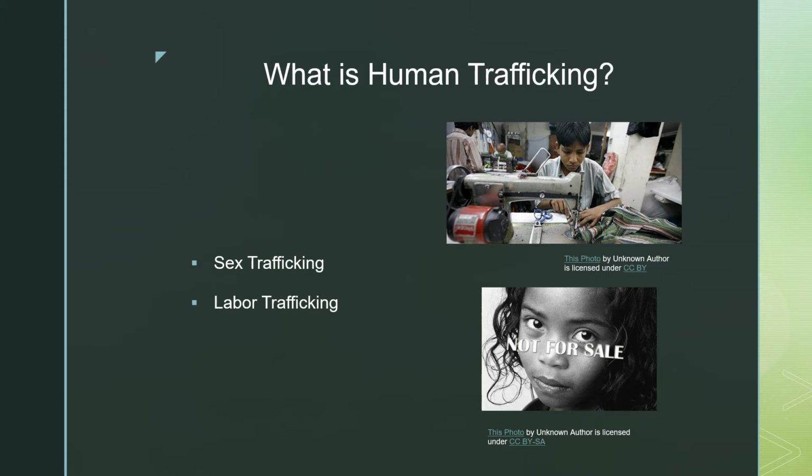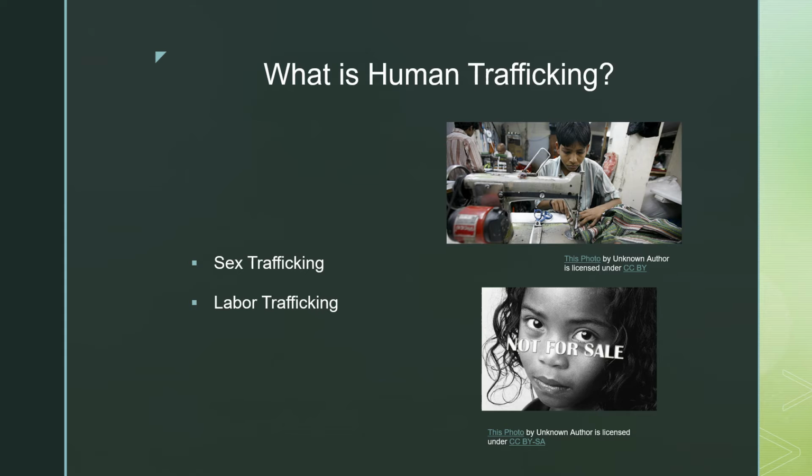Federal law also defines labor trafficking as the recruitment, harboring, transportation, provision, or obtaining of a person for labor or services through the use of force, fraud, or coercion for the purposes of subjugation to involuntary servitude, peonage, debt bondage, or slavery.